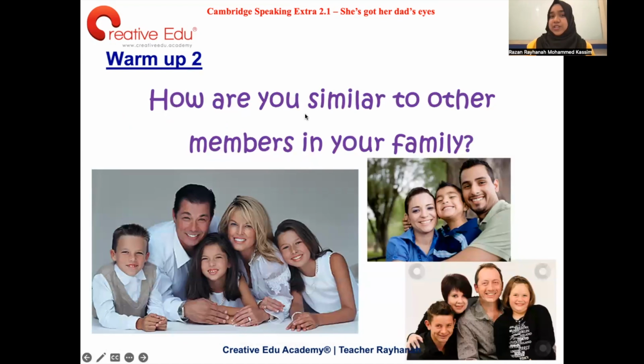But another question you can ask yourself is, how are you similar to other members in your family? Like, look at this picture here, this family picture. Can you see? There's a mother, father, and 3 children, right? So what similarity can you see between them? They have the same eyes, right? So you could see they have similar eyes. They are almost the same, actually.